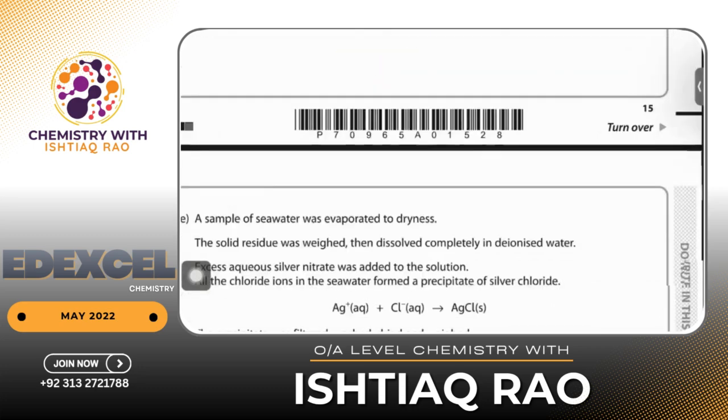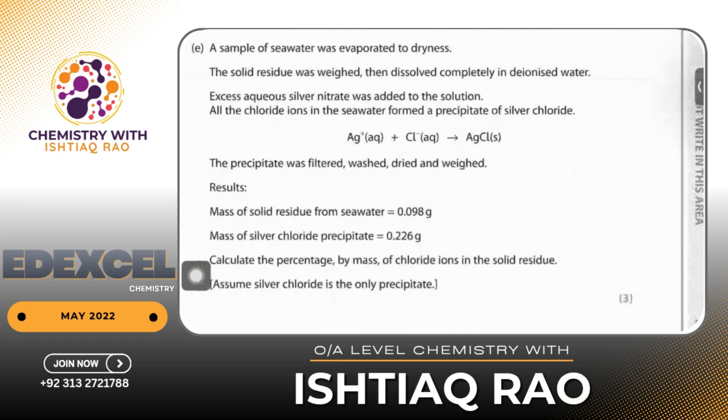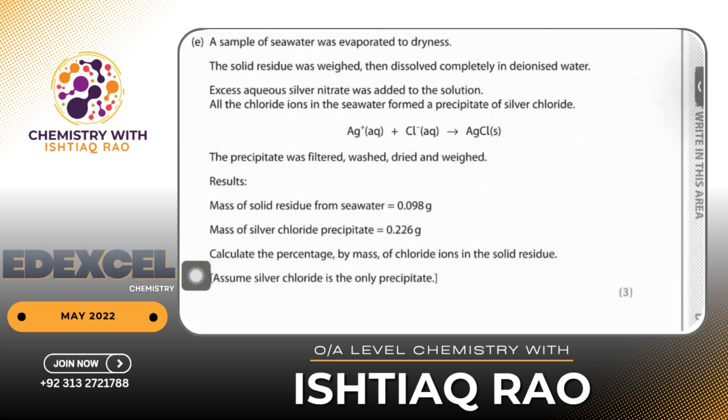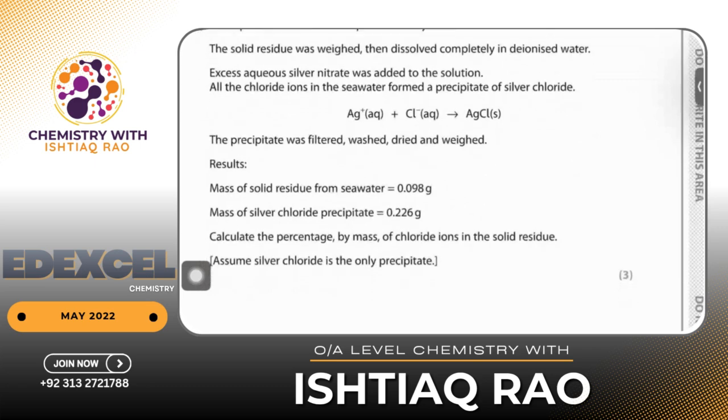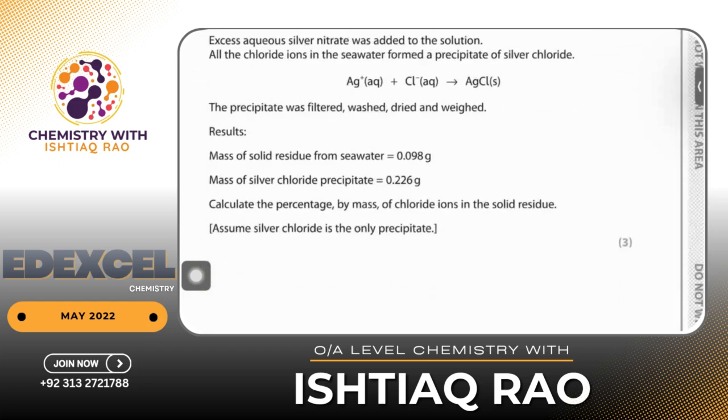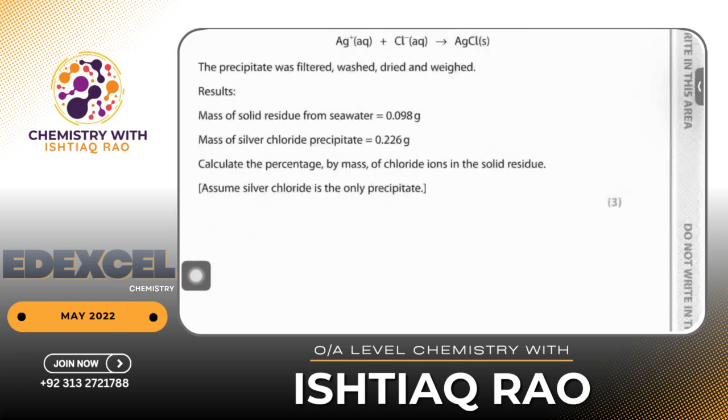A sample of seawater was evaporated to dryness. The solid residue was weighed, then dissolved completely in deionized water. Excess aqueous silver nitrate was added to the solution. All the chloride ions in the seawater formed a precipitate of silver chloride. Okay. Calculate the percentage of chloride ion in the solid.